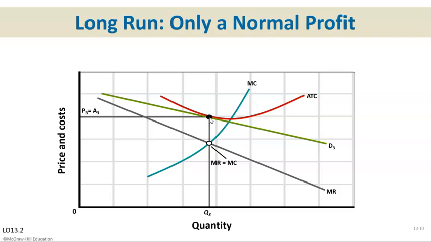It's very similar to what we saw in pure competition, except in pure competition, we actually ended up where price was equal to the minimum ATC, and that is not happening here. So price will equal ATC, but it will not equal minimum ATC.